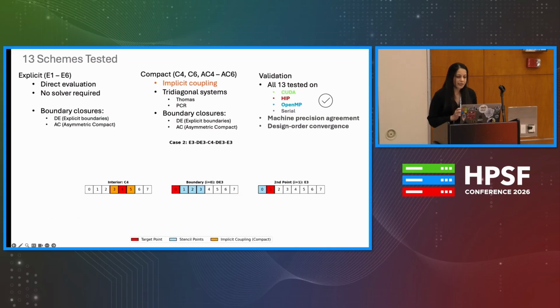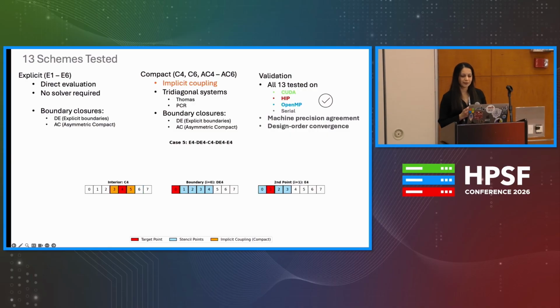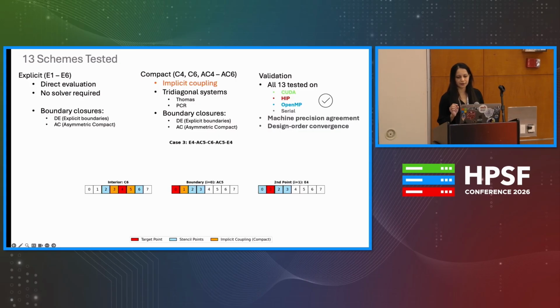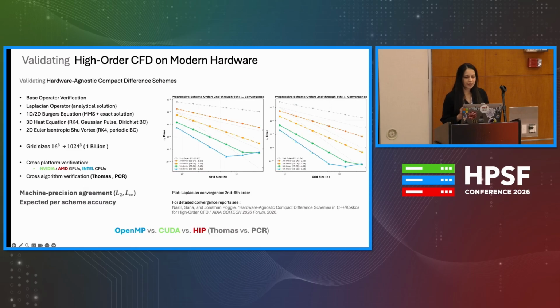We tested a total of 13 numerical schemes spanning both explicit and compact formulations, first to sixth order explicit and fourth and sixth order compact schemes. For the compact schemes, we implement and compare both the traditional Thomas solver and the parallel cyclic reduction solver, which allows us to isolate algorithmic effects from hardware effects. So we carefully account for boundary treatments using both explicit and asymmetric closures because boundary handling can dominate error behavior in high-order methods. I want to briefly explain our validation framework.